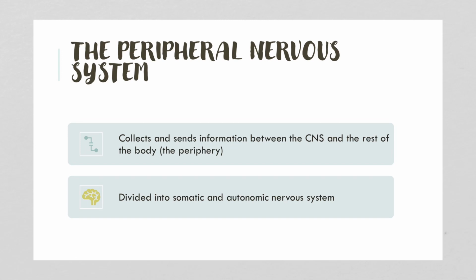So the job of the peripheral nervous system is to collect and send information between the central nervous system and the rest of the body, or the periphery. So basically they're neurons that branch off of your spinal cord and then either collect information. So the sensory neurons would collect information from the different parts of our body and then send it back to the central nervous system for processing. And then our motor neurons, which we'll talk about, take that information on what to do back to the periphery. And then it's divided into, as I said before, the somatic and autonomic nervous system.